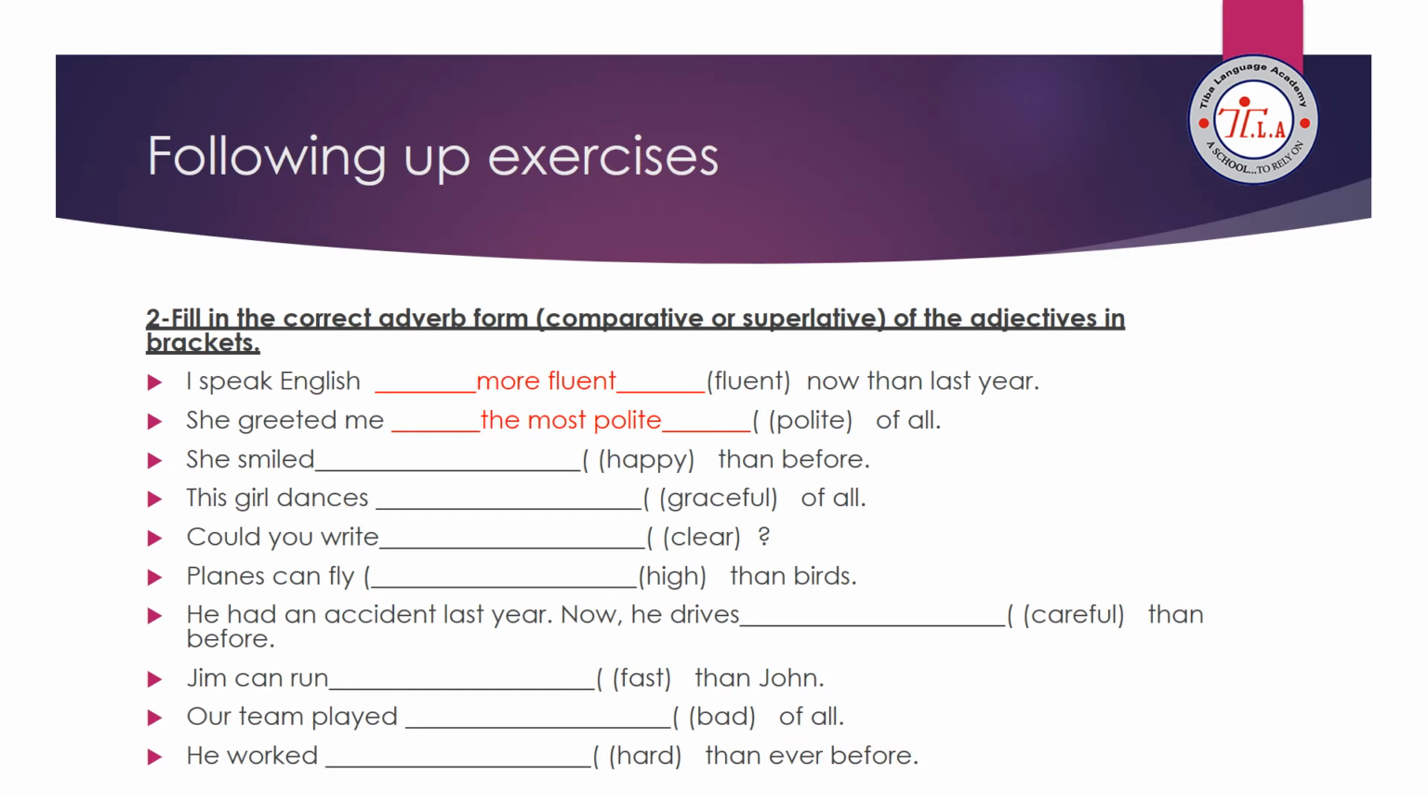Now, guys, let's do some exercises. Fill in the correct adverb or adjective form, comparative or superlative, of the adjectives in brackets. I speak English fluent now than last year. In this sentence, I noticed the word than. So it's comparative form. You have to put the adjective fluent in comparative. Is it long or short first? Fluent is short or long? Fluent is a long adjective. It's more than one syllable, right?